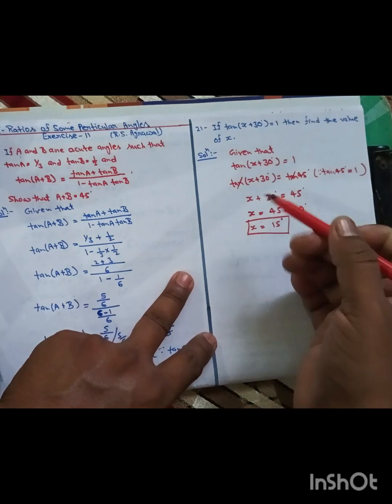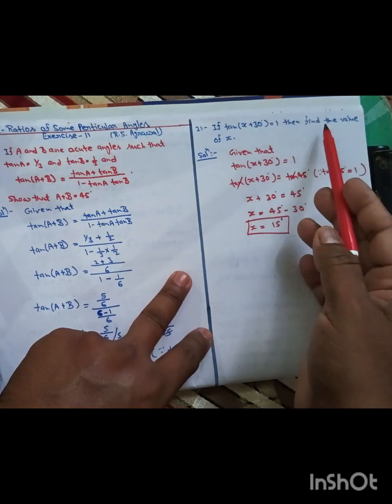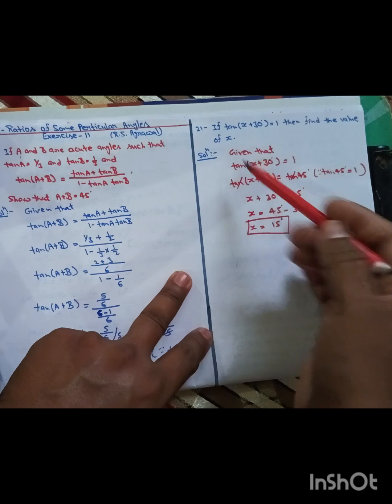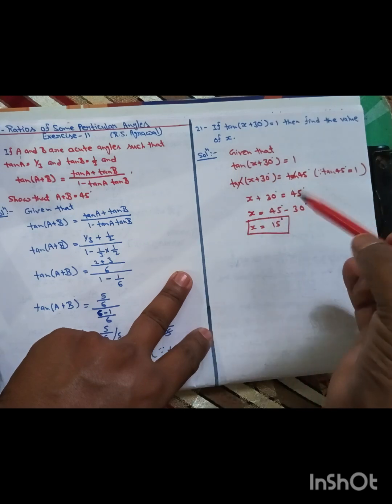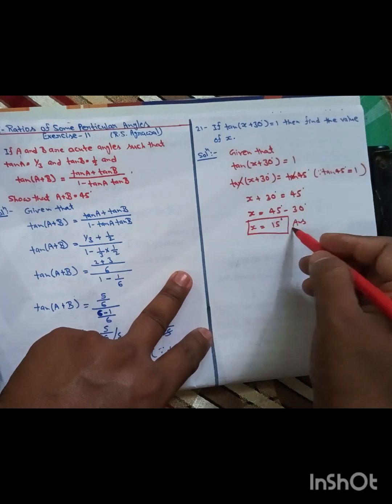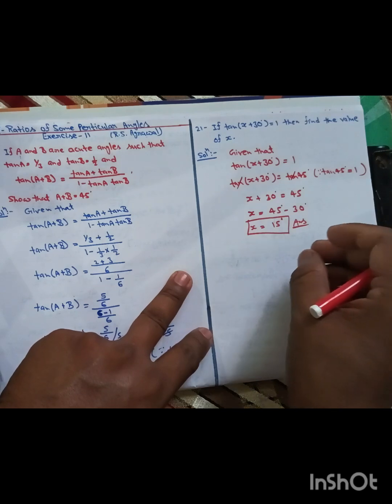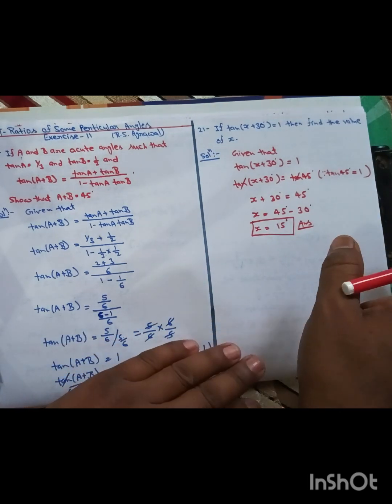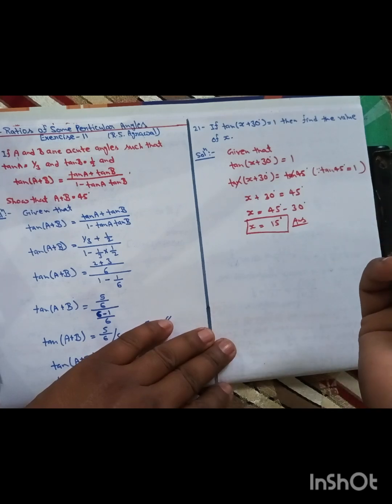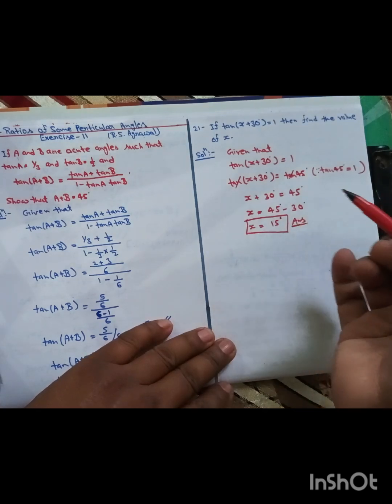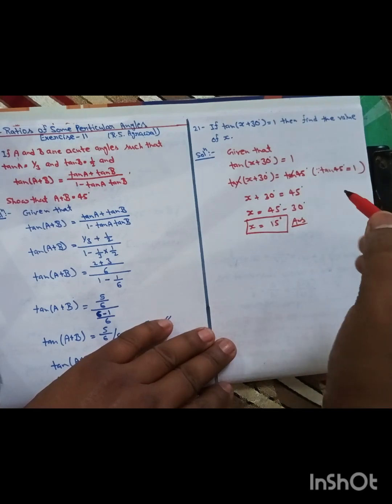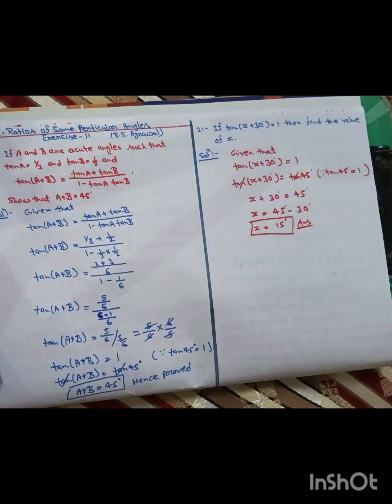Clear? In the question it's given to find the value of x, so the value of x will be 15 degrees. That will be the answer. I hope it's very easy, and I gave the solution of this question very easily. I hope that you have understood these two questions very well.